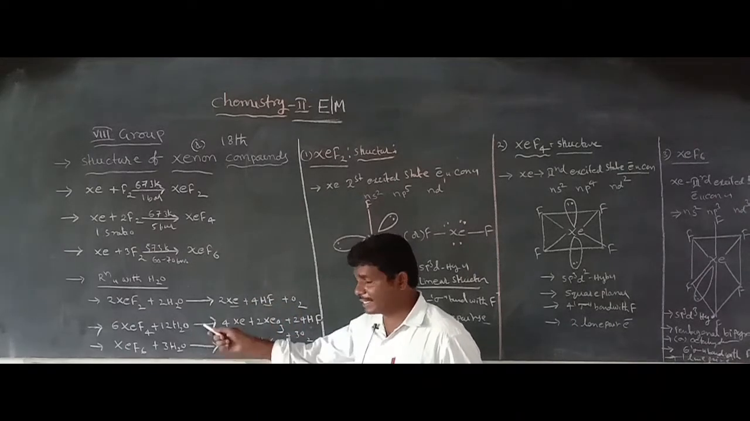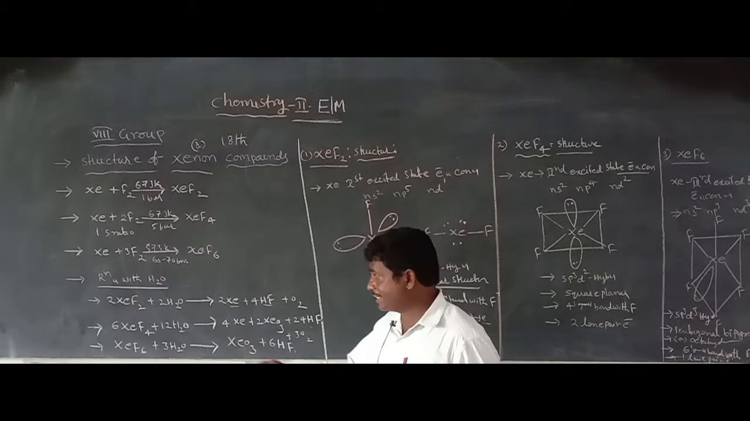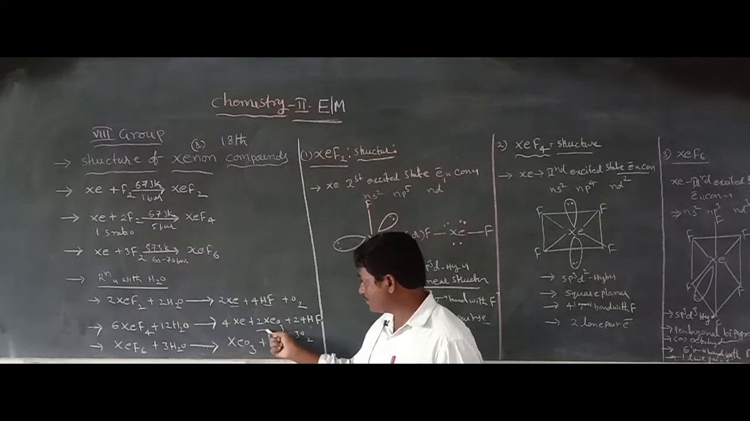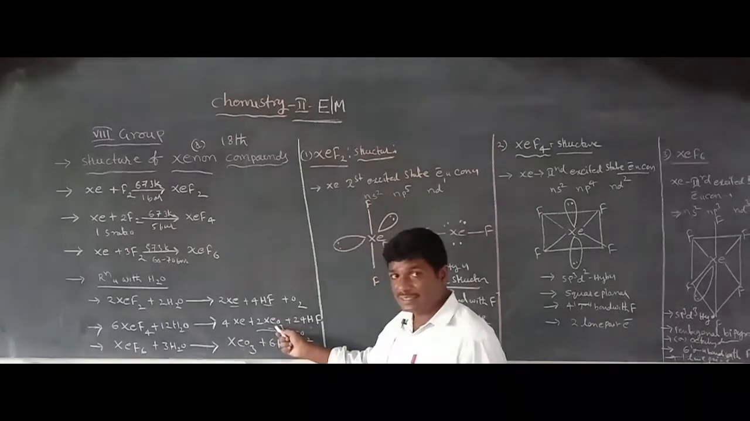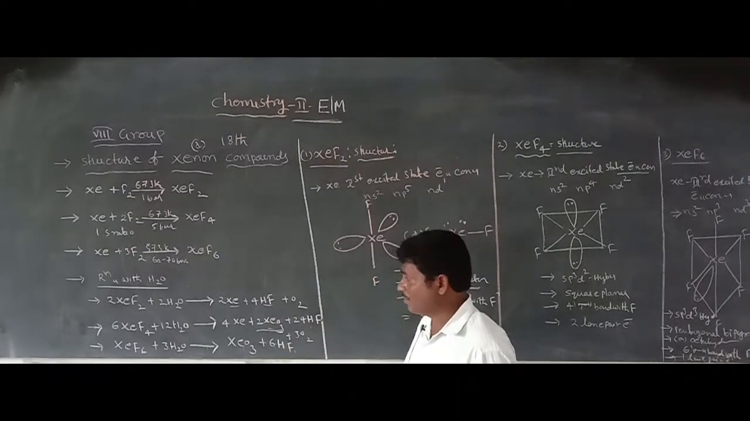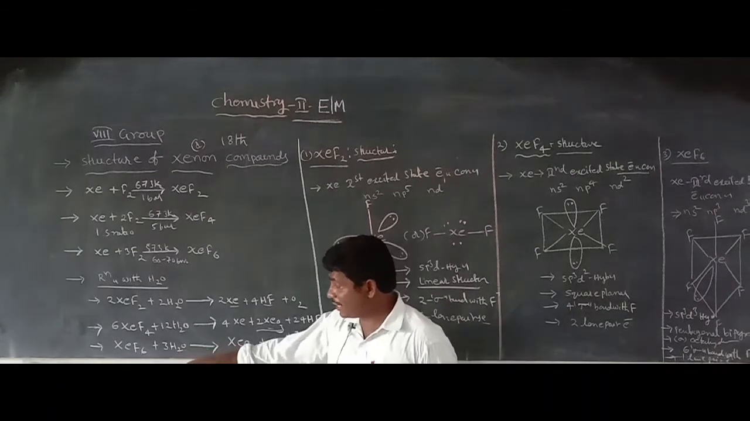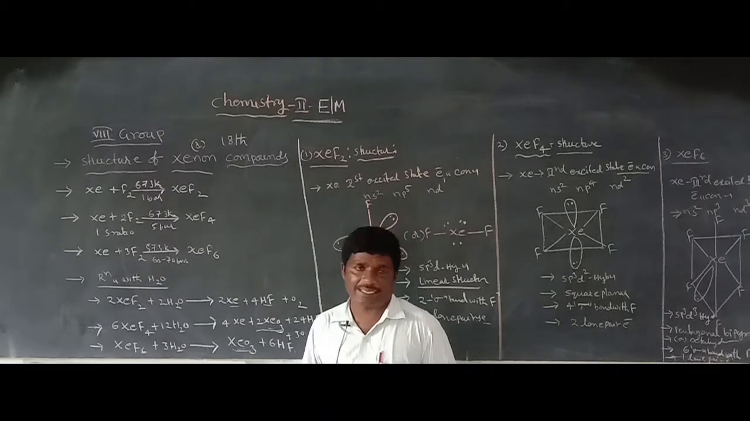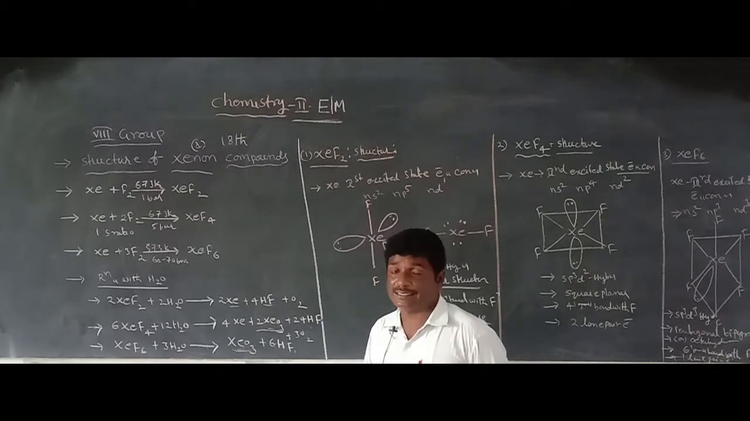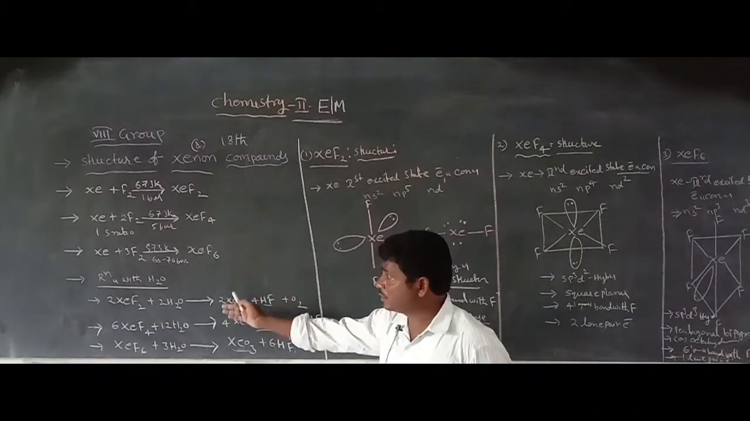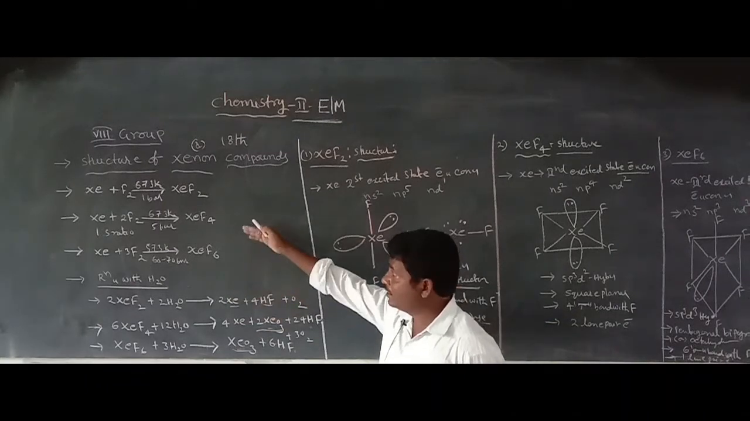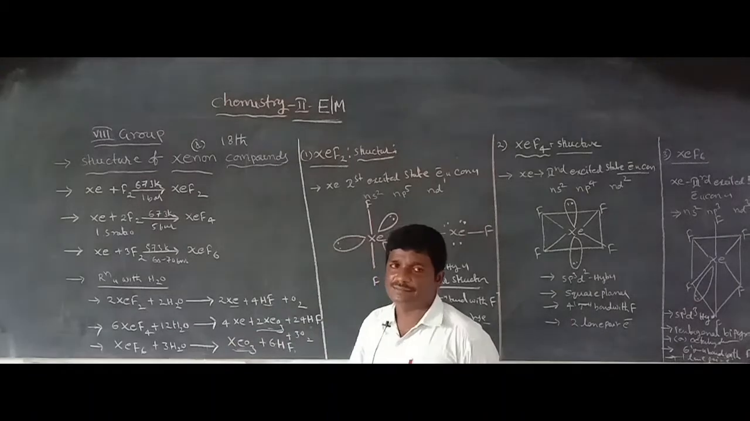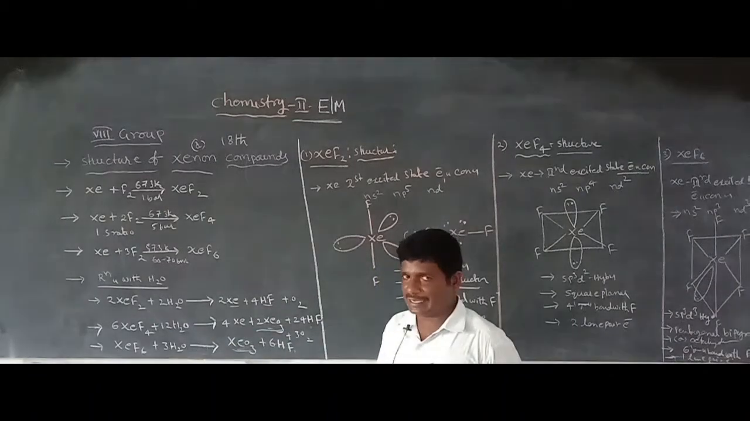Next one, xenon tetrafluoride. Xenon tetrafluoride dissolved in 12 moles of water forms xenon trioxide and hydrogen fluoride. Next one, xenon hexafluoride dissolved in water forms xenon trioxide. That is the xenon compounds: preparation of xenon difluoride, xenon tetrafluoride, xenon hexafluoride, xenon trioxide. That is the preparation of the xenon compounds.